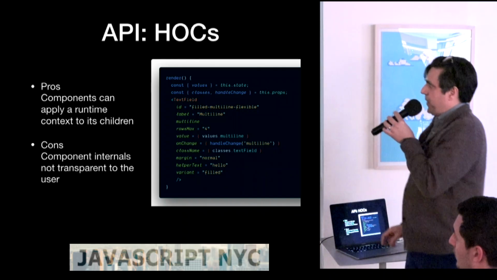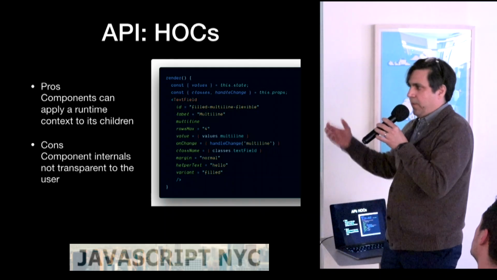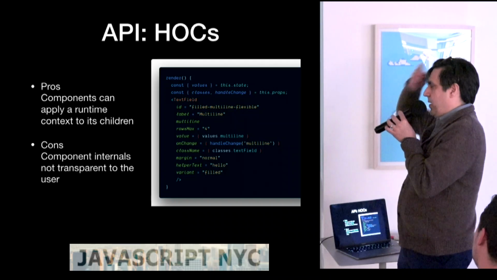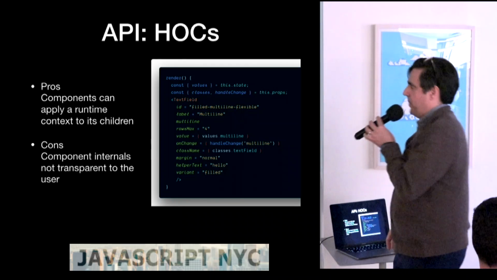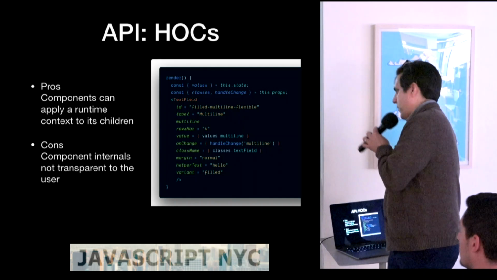Then there's another thing called higher order components. They're pretty cool. It's a way for a component to pass in props to another component, and whenever you use something like withReducer, you're basically using a higher order component pattern. The thing is, the component internals are not really transparent to the user.